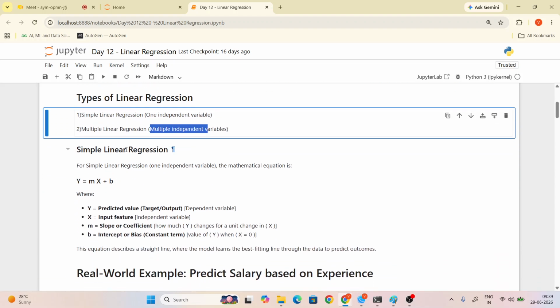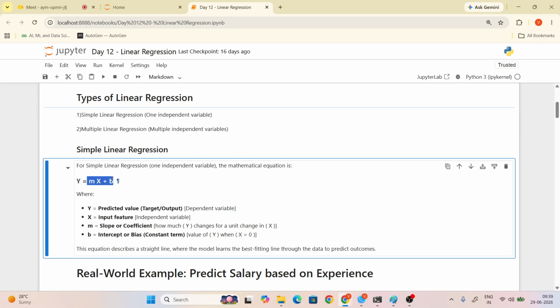This is the formula of simple linear regression: y equals mx plus b. Y is the predicted value, or dependent variable, and x is the input, or independent value. We already saw this in our graph, right, guys? m we call the slope or coefficient, and b we call the intercept or bias. This is the y value when x becomes 0, where the line meets the y-axis. We call that the intercept.